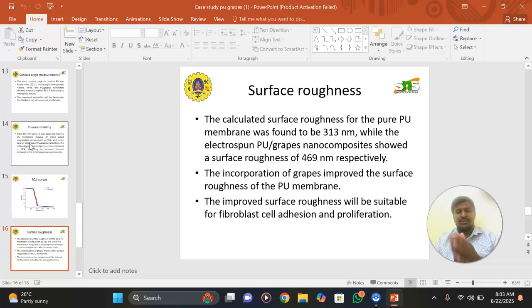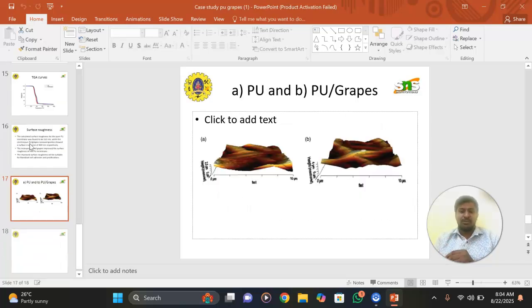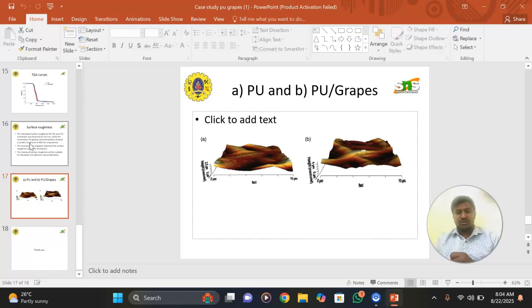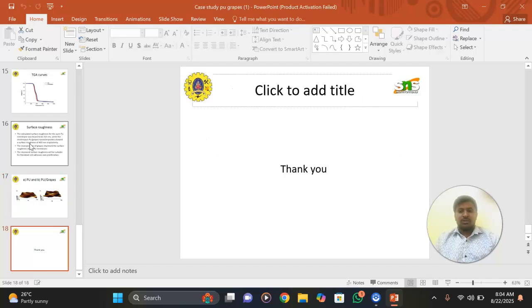Next, surface roughness. Surface roughness is an important parameter in biomedical applications. PU showed a surface roughness of 313 nm, while PU grapes showed a roughness of 469 nm, respectively, which clearly indicates the rougher surface of the PU composite compared to the PU. It was clearly shown in the literature that improved surface roughness of the composites is suitable for fibroblast cell adhesion and proliferation. The corresponding images are shown, which clearly indicate that the PU grapes surface showed the roughest surface compared to the PU. Thank you.